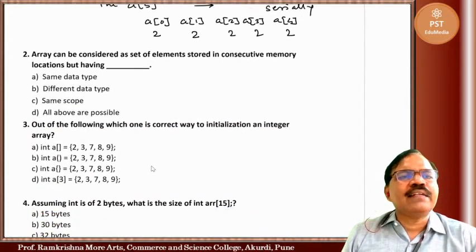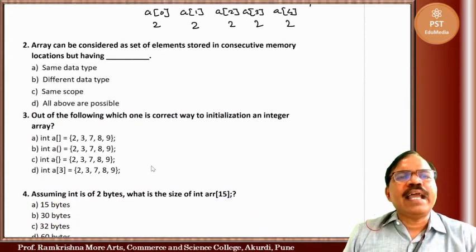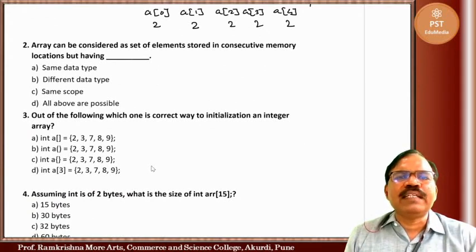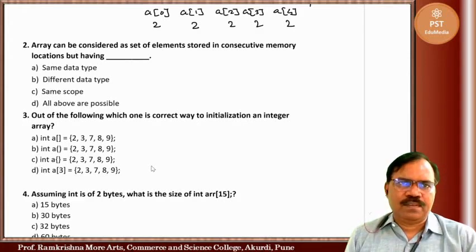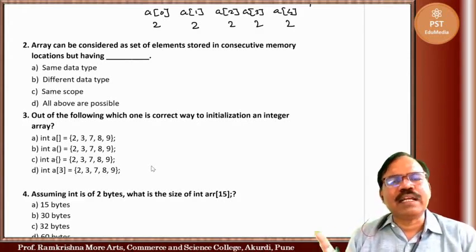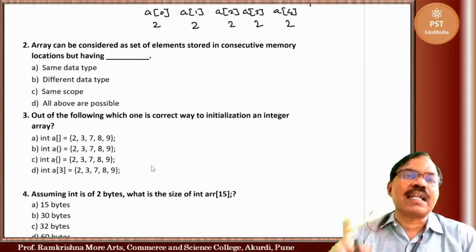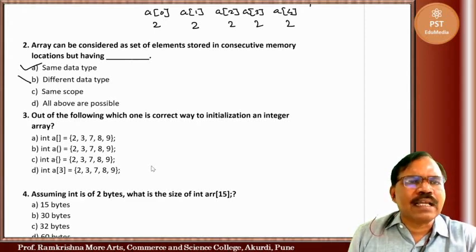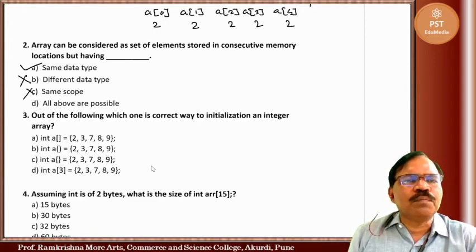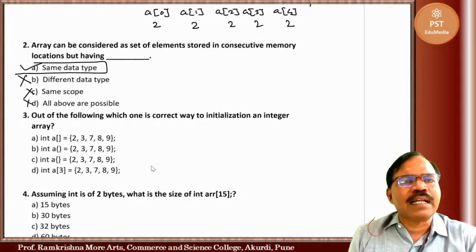Array can be considered as a set of elements stored in continuous memory locations but having the same data type. So they have continuous memory locations as well as same data type. So here first one, same data type, this is correct. Different data type, no. Same scope, no. All above are possible, so no, only this one is possible. Same data type.